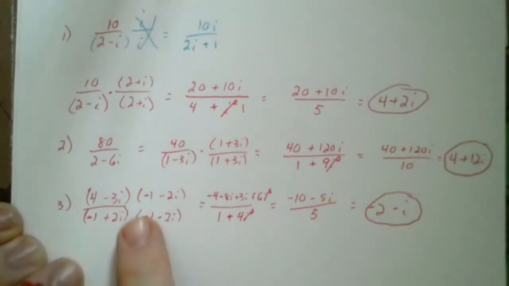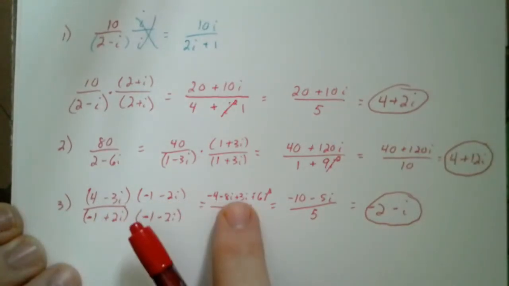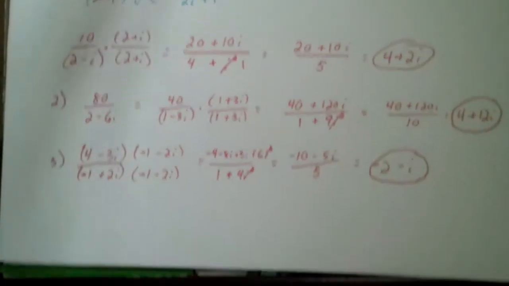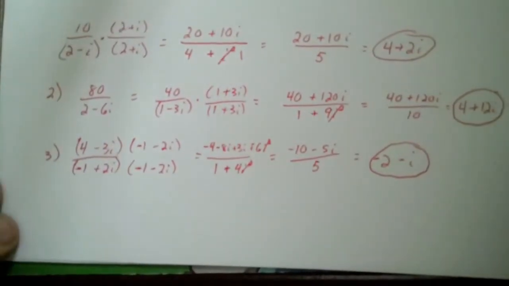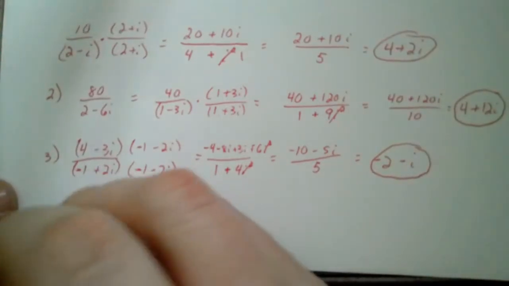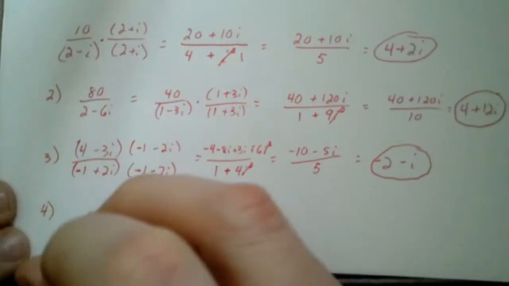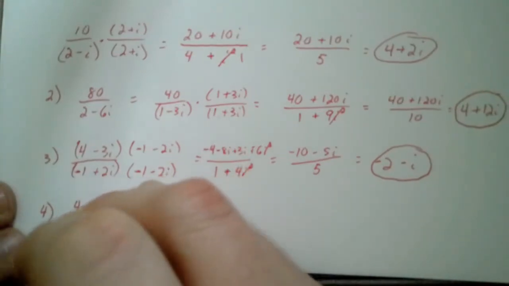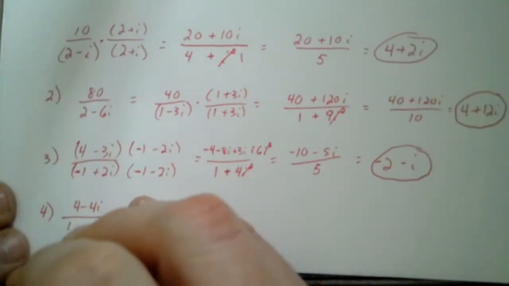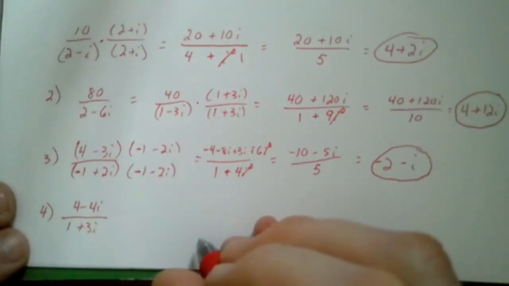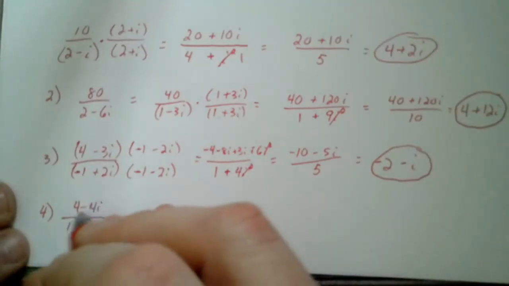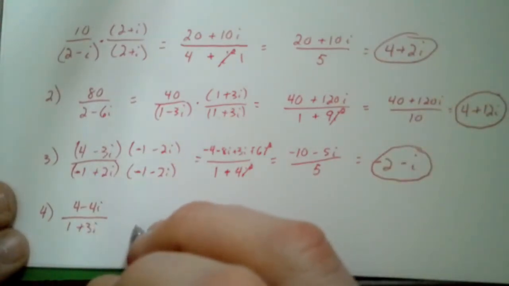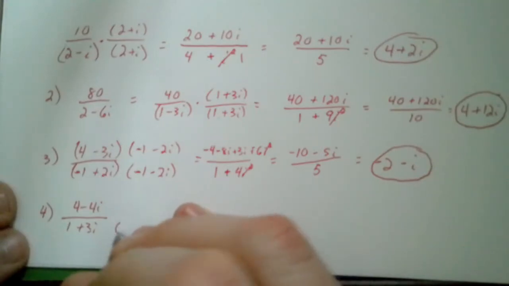All right, so again, you can box up the top, or you can distribute the way I did: first, outer, inner, last. Either one's going to be fine. All right. Let's take a look at one more where we have to do that whole first, outer, inner, last thing. This will be example number 4. Okay. So what we have here is 4 minus 4i over 1 plus 3i. So again, I try to reduce: two 4s, a 1, and a 3. Nothing to reduce. All right. So I'm going to multiply by the conjugate. Conjugate of 1 plus 3i is 1 minus 3i.